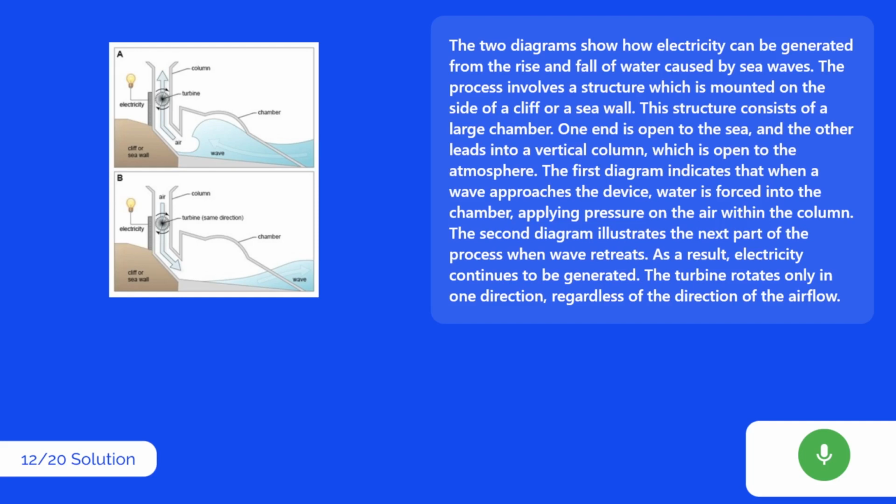atmosphere. The first diagram indicates that when a wave approaches the device, water is forced into the chamber, applying pressure on the air within the column. The second diagram illustrates the next part of the process when the wave retreats. As a result, electricity continues to be generated. The turbine rotates only in one direction, regardless of the direction of the airflow.